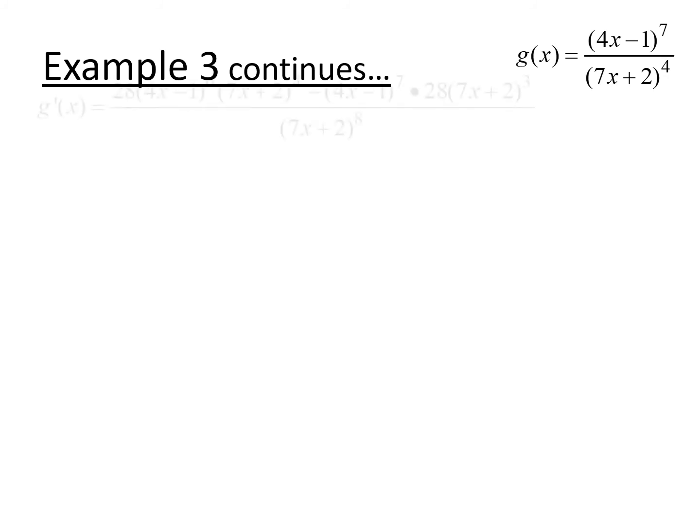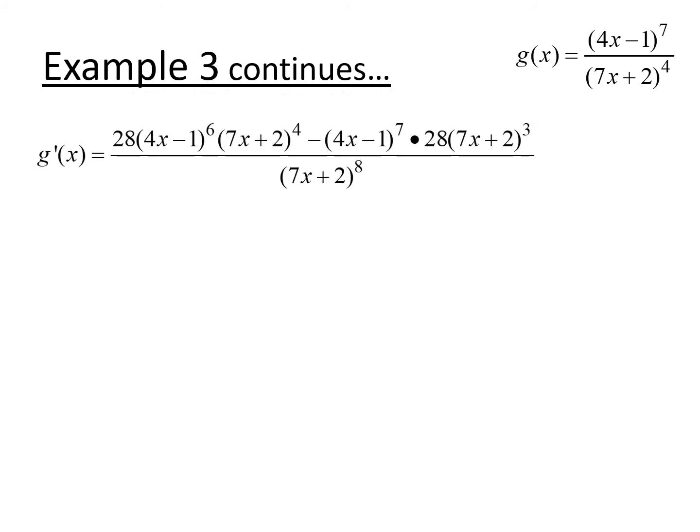Example 3, we're going to continue it. So this is our fraction. We have 28s in 2 locations on the numerator. We also have (4x minus 1)s raised to the 6th power and 7th, so we can factor out the lowest common value of that quantity to the 6th power. And then we also have (7x plus 2) to the 4th and (7x plus 2) to the 3rd, so we can factor out a 3rd power of those.